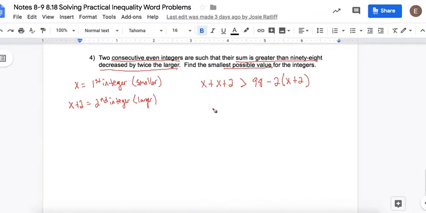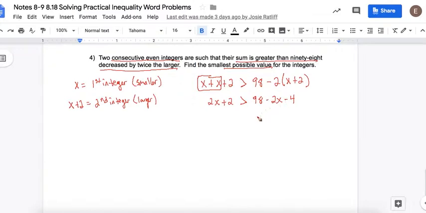Okay, now the first thing we want to do is combine like terms on one side and do the distributive property on this side. So here's my like terms. X plus x is 2x plus 2 is greater than. Now I have to do the distributive property here. Negative 2 times x is negative 2x, so minus 2x. And negative 2 times 2 is negative 4, so minus 4.